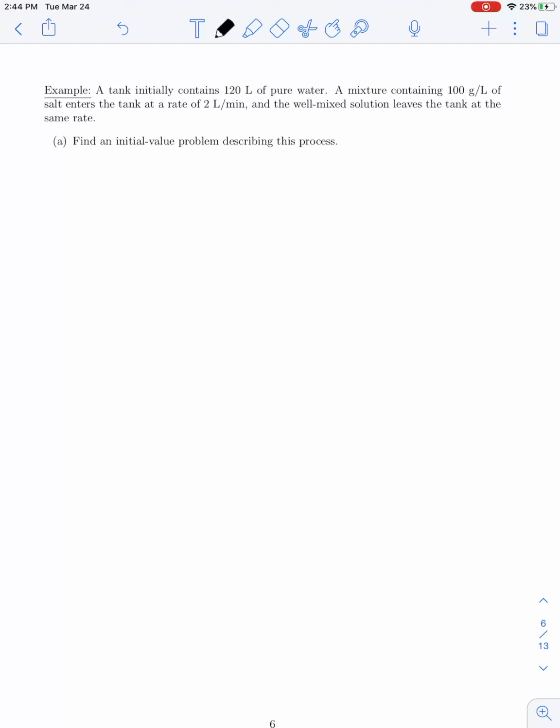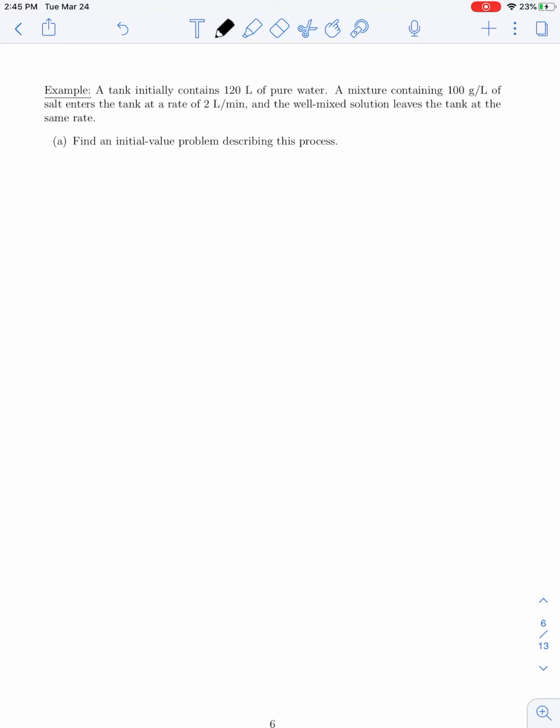All right, in the next part of the section 4.3 material, we're going to talk about some applications of separable differential equations. And the examples that we'll look at in the second part of this section are pretty classic examples that you would see in any Calculus 2 course or introductory differential equation course.